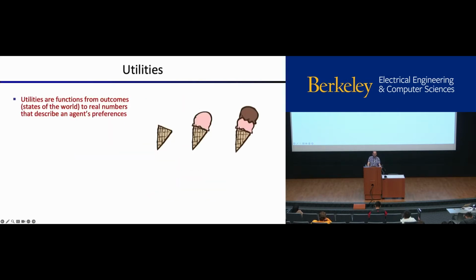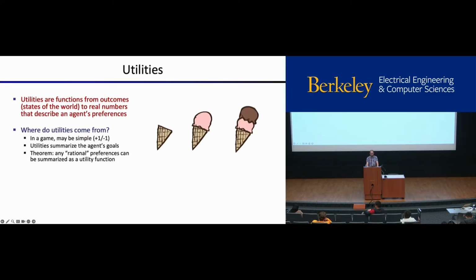And more generally, they are functions from outcomes, that is, states of the world, to real numbers that describe an agent's preferences. So first I'm going to talk to you about an agent that has a utility function, and then in a few slides I'm going to talk about deriving a utility function to describe an agent with mere preferences. Preferences being, this is better than that, that's better than this, and so on.